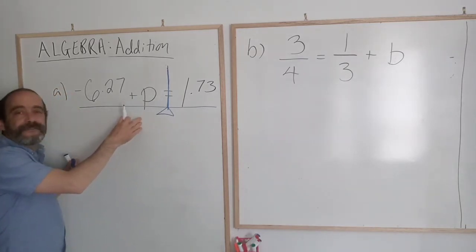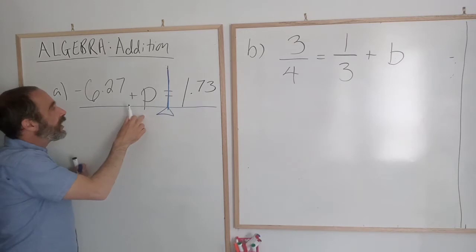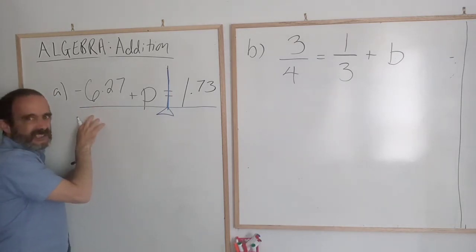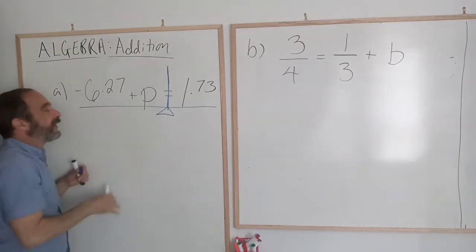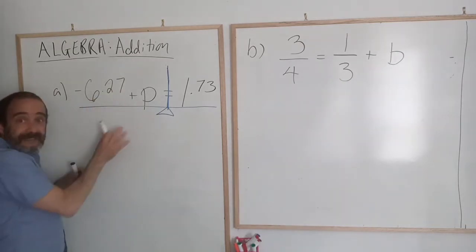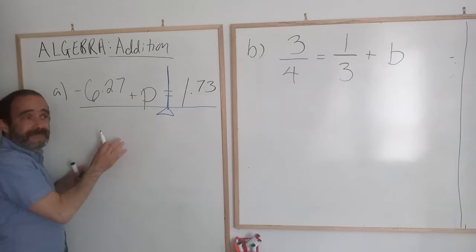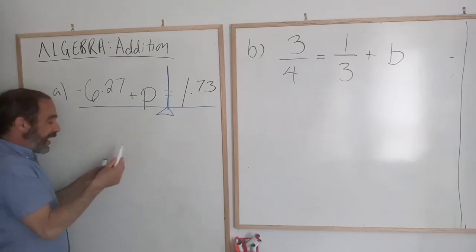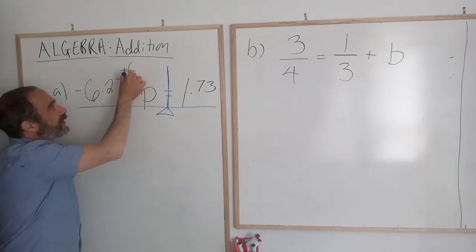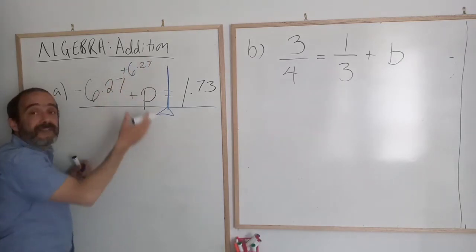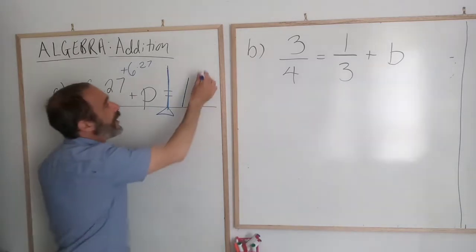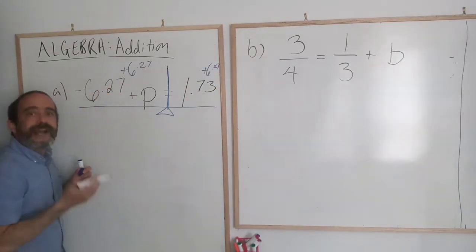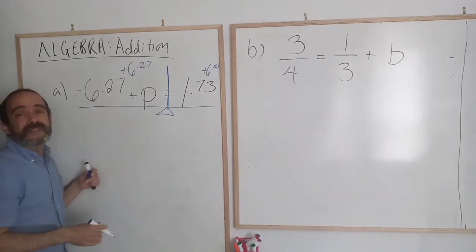So we're looking to find p, and the only guy bothering p is this negative 6.27, right? We want to get rid of that guy. So how do you get rid of a negative 6.27? Well, you have to add, right? And if you're going to add 6.27 to this side of the equation, you also have to add 6.27 to that side of the equation. You're adding 6.27 to both sides of the equation.